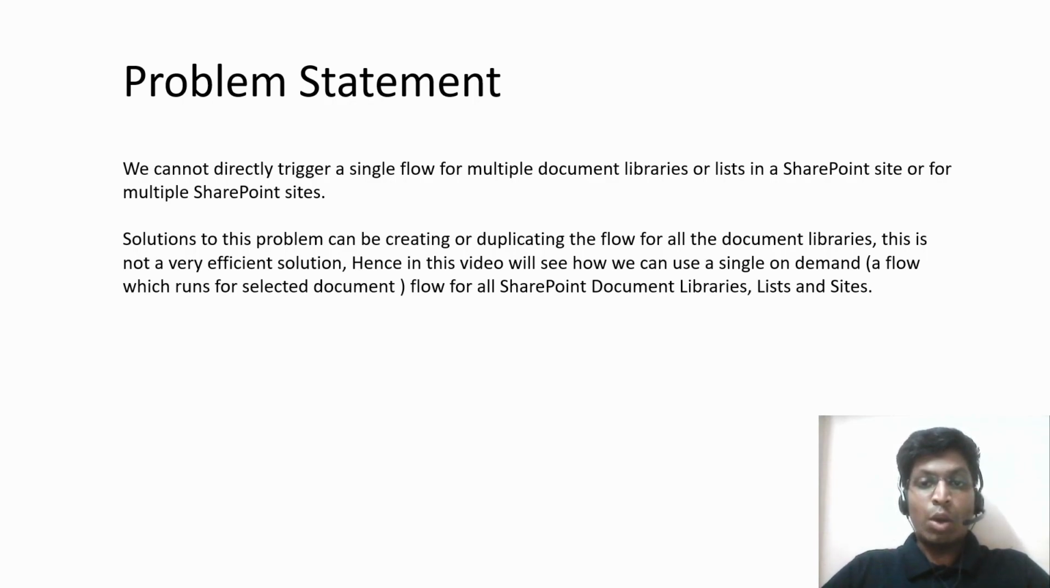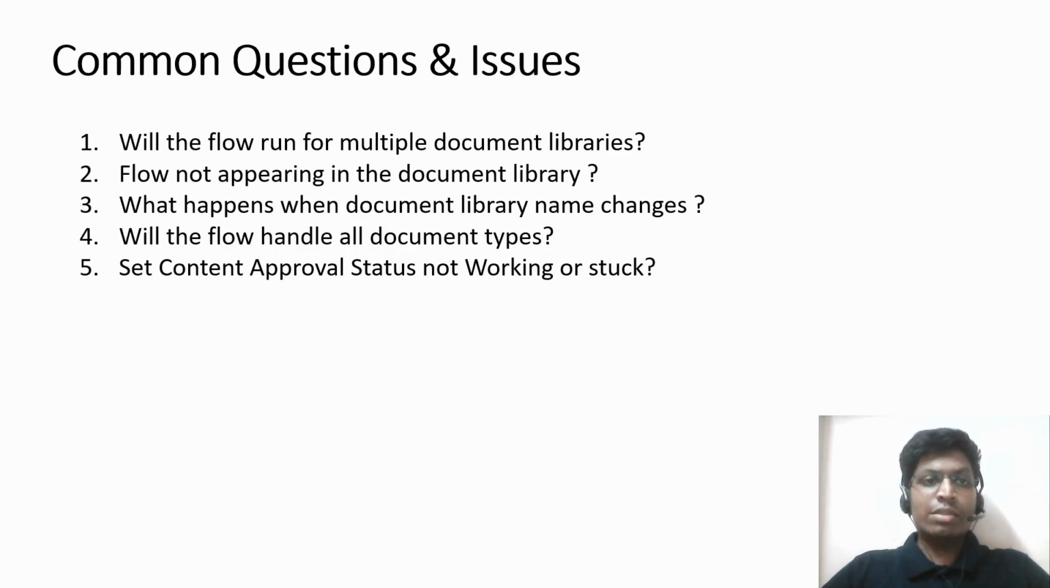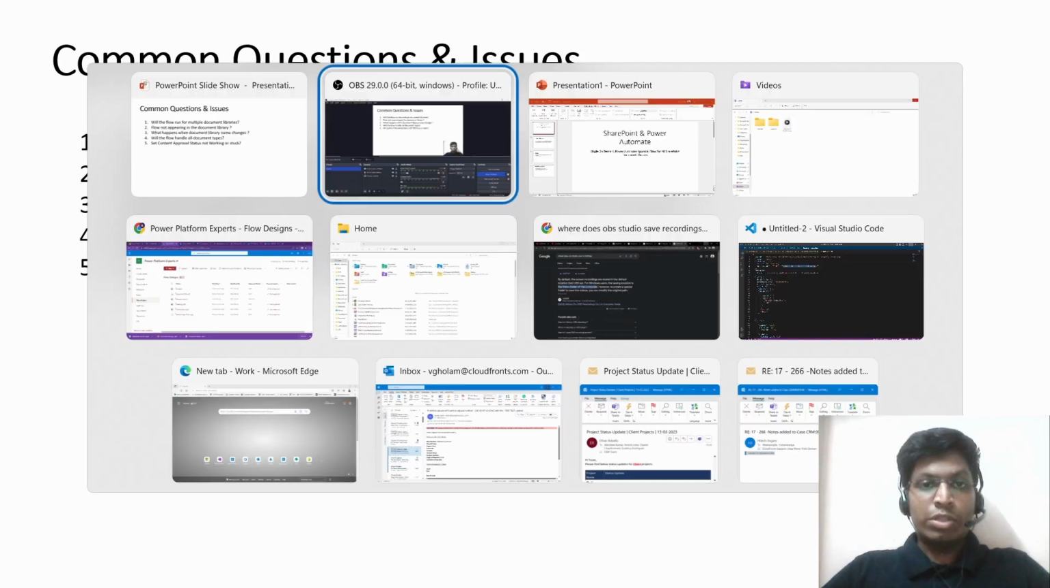Hence, in this video, we'll see how we can use a single on-demand flow for all the SharePoint document libraries and sites. So we'll be triggering this flow on click of a button for the selected document in the SharePoint document library. In this video, we'll see how to set up that button in the SharePoint document library and how we can set up a single Power Automate flow to run on all the document libraries and all SharePoint sites. I will also answer some commonly asked questions which I've gathered from the Power User community and Dynamics community. So without any further ado, let's jump on to the demonstration.